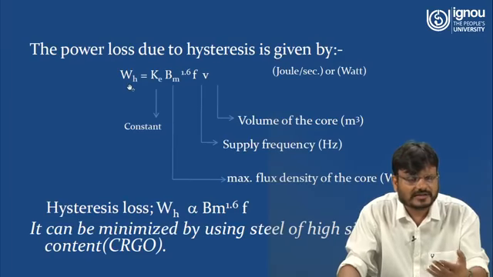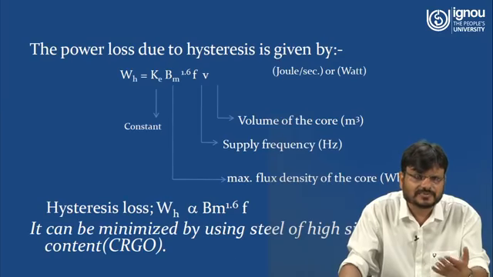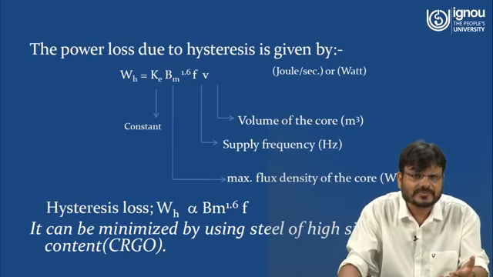But as I have already told you, hysteresis losses and eddy current losses are constant, because we are assuming that the supply voltage is constant, and we are also assuming that the frequency is constant. That's why these losses are called constant losses. And V is the volume of the core, generally denoted in meter cube. So hysteresis losses are directly proportional to the flux density to the power 1.6 and frequency.